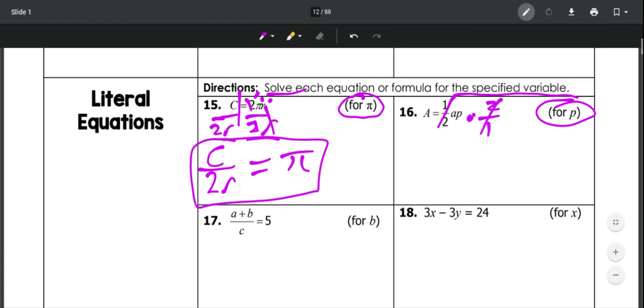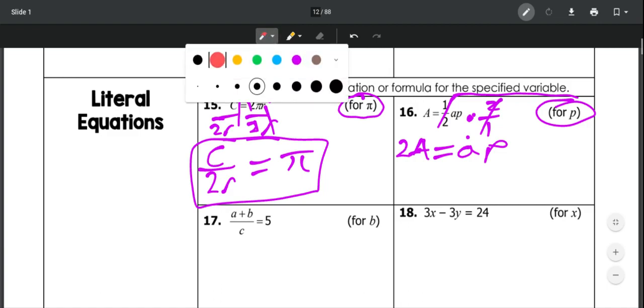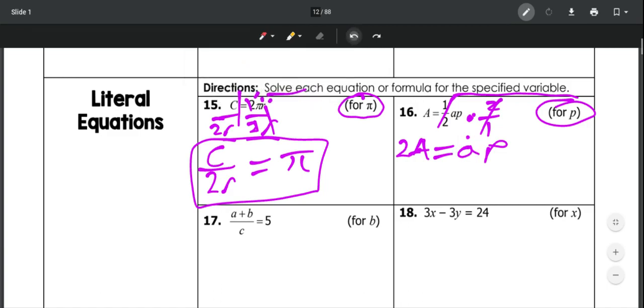What we do to one side, we have to do to the other. So now we're multiplying 2 by a equals little a p. Now, we have to get rid of this a right here. So if we want to do that, this is the same thing as saying a times p. So we have to do the opposite of what's happening here. So we're going to divide by a to get rid of it.